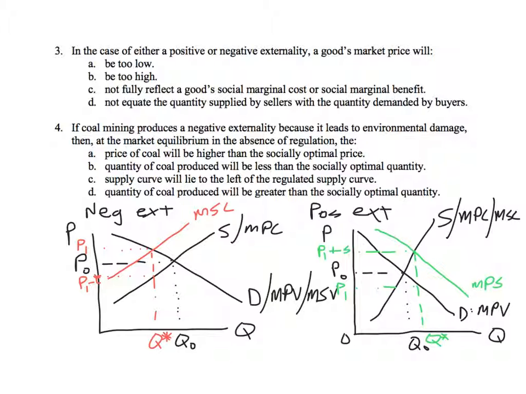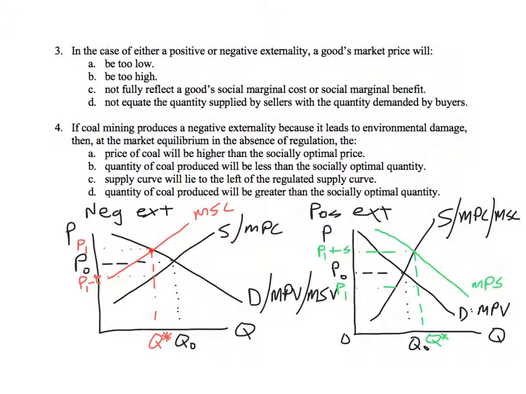In the case of either a positive or negative externality, note that I've drawn both a market with a negative externality and one with a positive externality before I started recording. Let's see which one of these responses makes sense. The goods market price will be too low. Let's see. This has to refer to both the negative externality and the positive externality case. Notice that in a sense the market price is too low in the negative externality case.